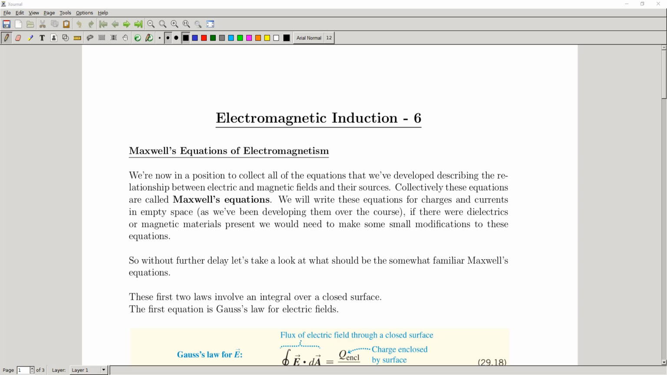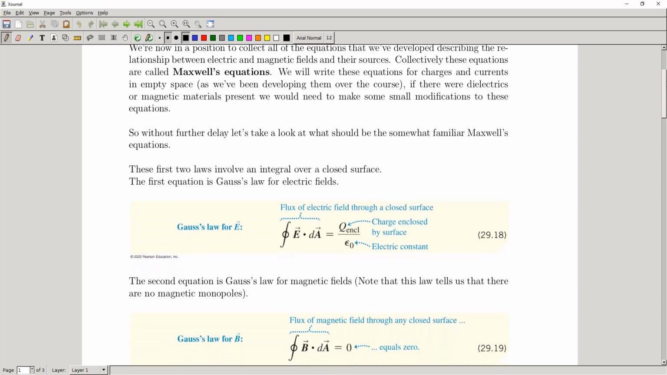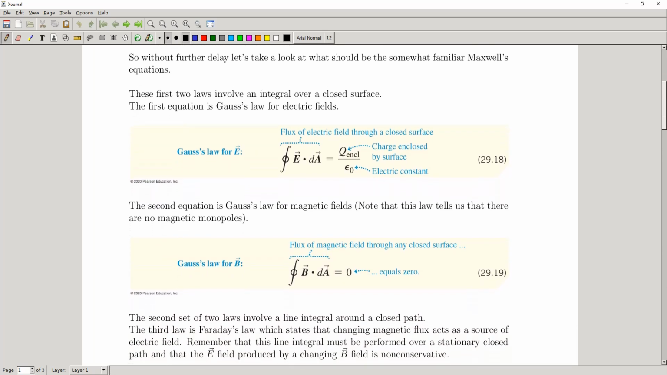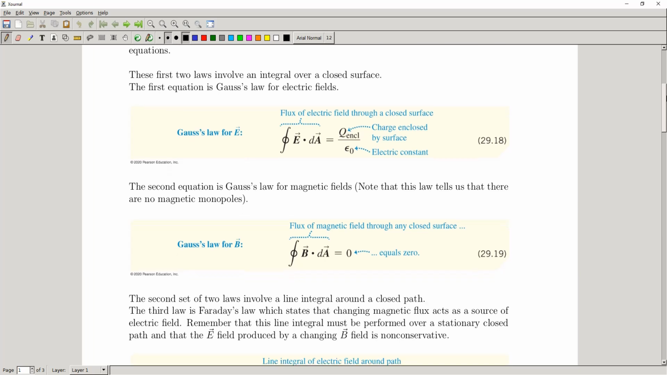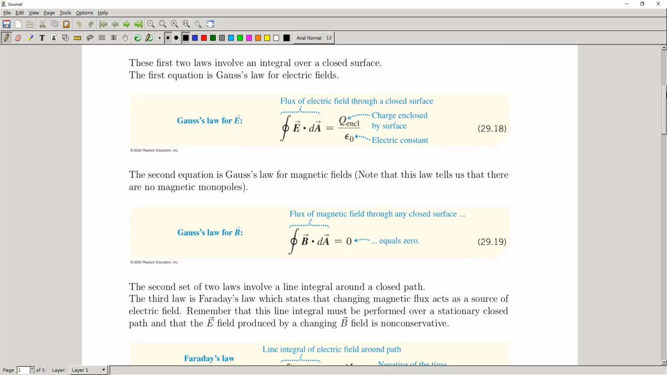If we were to talk about these equations in the presence of dielectrics or large permanent magnets, we would have to modify them. But for free space, which is where we've been doing our calculations, this is the way these equations would look. So without further delay, here are Maxwell's equations, and a lot of these will look familiar to you.